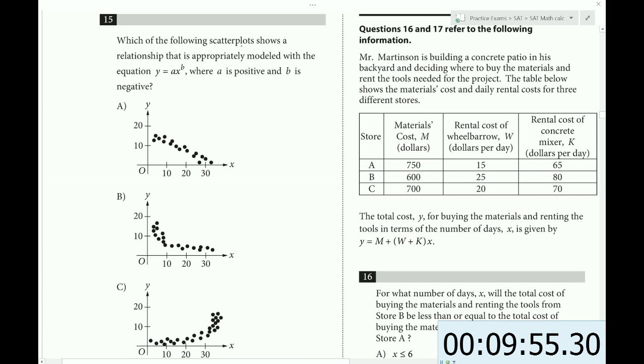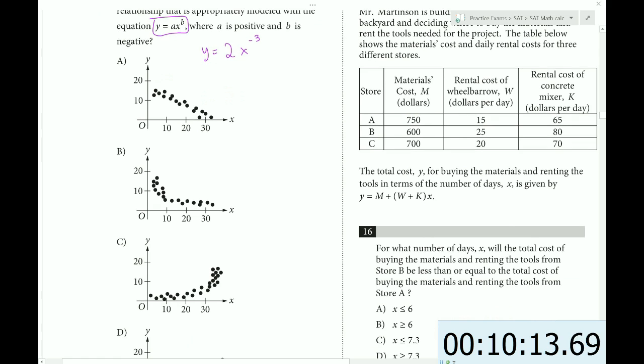Which of the following scatter plots shows a relationship that is appropriately modeled with the equation y equals a times x to the b, where a is positive and b is negative? So a is positive, let's say 2, and then b is negative, let's say -3 or any type of number. So what we are expecting to see here is exponential decay, perhaps.